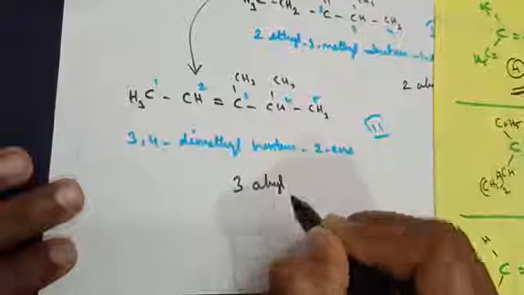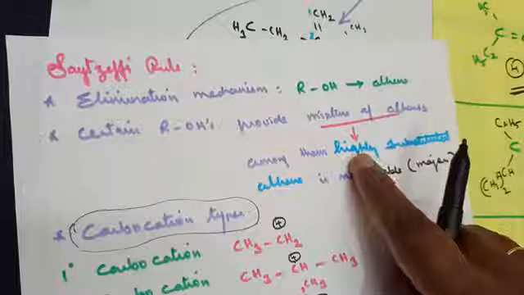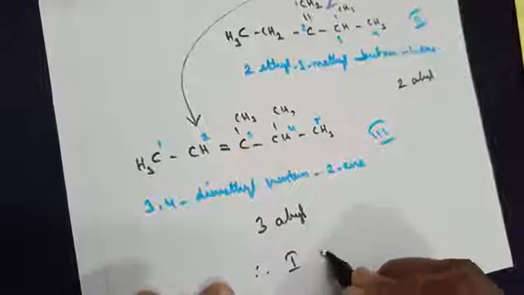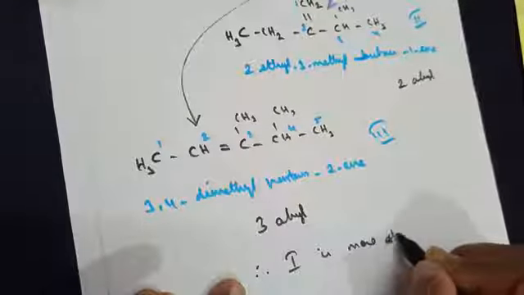So what was the concept you have learnt there? Highly substituted alkene is more stable. Out of the three, which one is the most highly substituted? The first. Hence, product 1 is more stable.